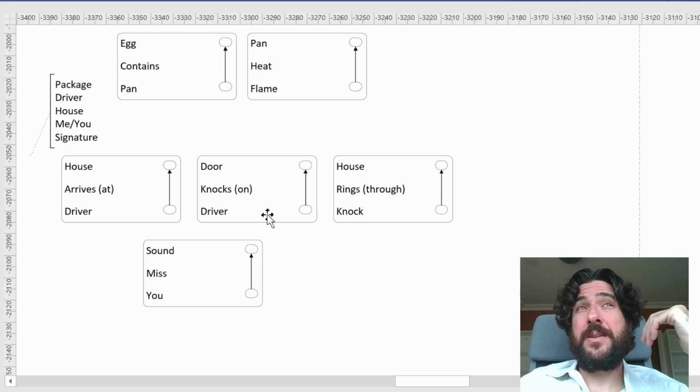What's probably happening in the driver's mind is that the driver, let's say the driver interprets silence.